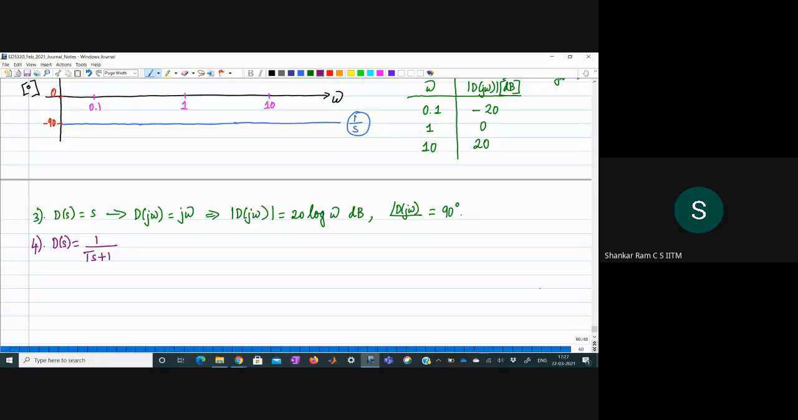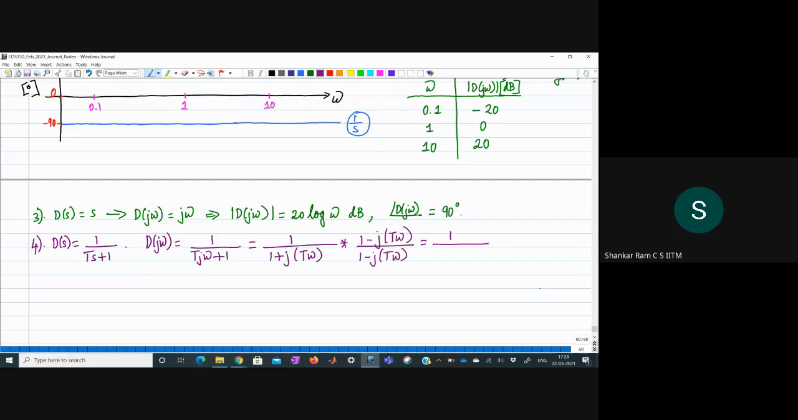So let's go ahead and look at the factor 1 by Ts plus 1. If this is a first order factor, then the corresponding sinusoidal transfer function will be 1 divided by T times j omega plus 1, because we just substitute s equals j omega. Wherever there is s, we substitute j omega. So now this can be rewritten as 1 divided by 1 plus jT omega, multiplied by 1 minus jT omega. We just multiply with the complex conjugate.